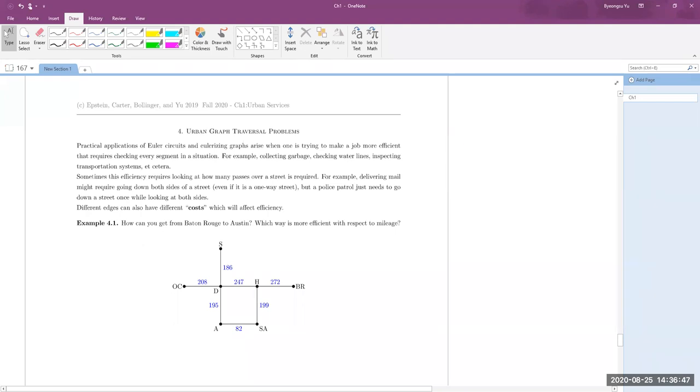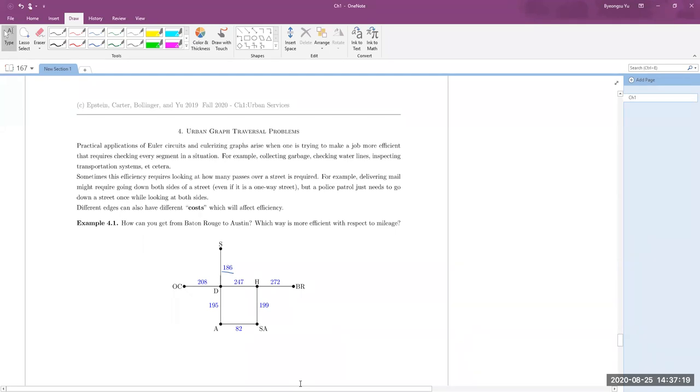So in that case, we just assign some number to the edges. That is just the weight of the edge, or in the real world, you can think of it as the distance between two points, right? Then you want to find some path or circuit which minimizes the cost of the path, right?